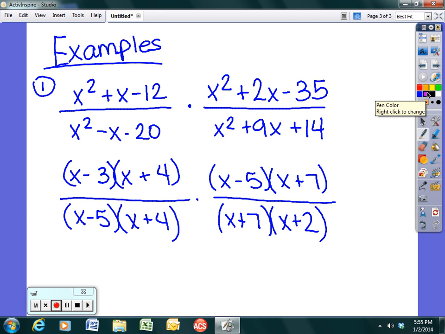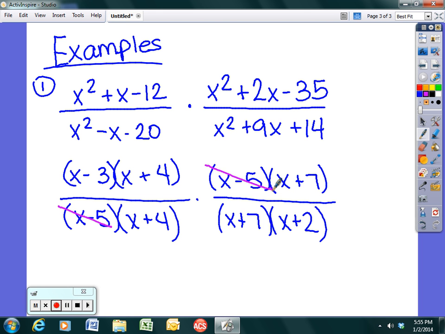Step 2, we need to cross cancel like terms. So we need to figure out which of these terms are like. That means they have the same numbers as well as the same signs. So if we take a look, first of all, we have an x minus 5 in the lower left term and an x minus 5 in the upper right term. So we can cross cancel those terms because they are alike.